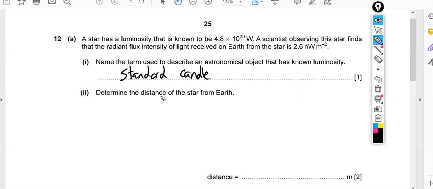So we want to now determine the distance of the star from Earth. So this was one of the first equations that we looked at this year. Flux, remember, is how much power is incident upon a square meter of collecting area, right? So we can always measure this here on Earth. It's like, how bright does it appear to us? So the radiant flux intensity is the apparent brightness. The luminosity is the actual brightness, and it's given in watts here.